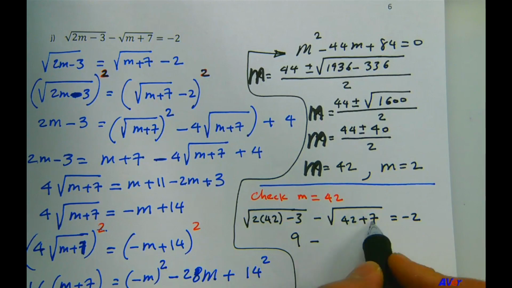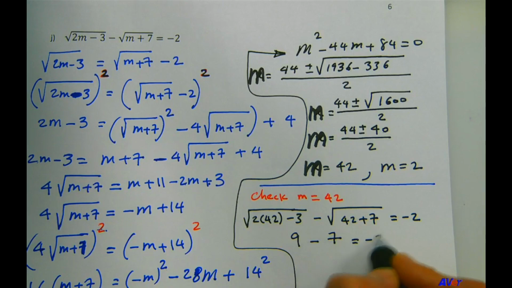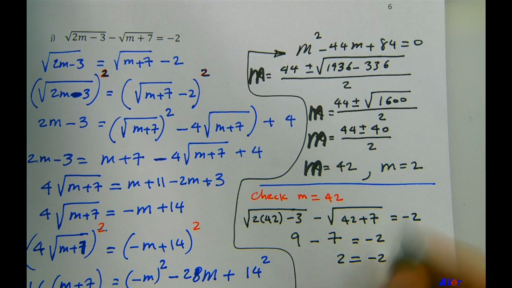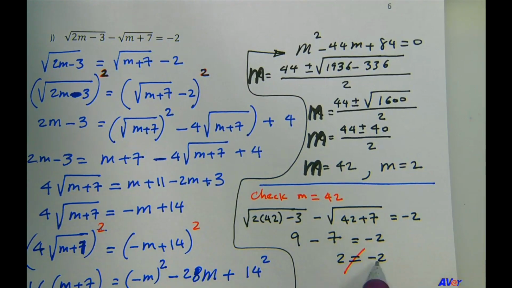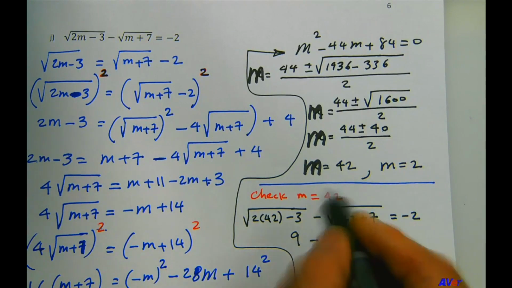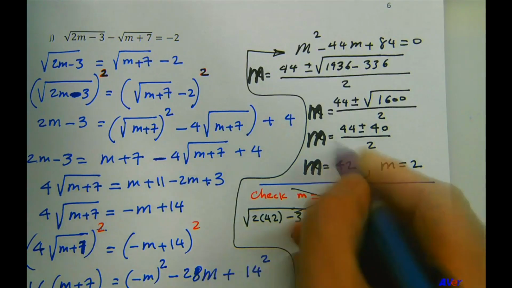Minus 42 plus 7 is 49. Square root of 49 is 7. 9 minus 7, is that equal to negative 2? No, it's equal to positive 2. So 2 is not equal to negative 2. So this one, m equals 42, does not check out. Right? So that answer is out of the question.